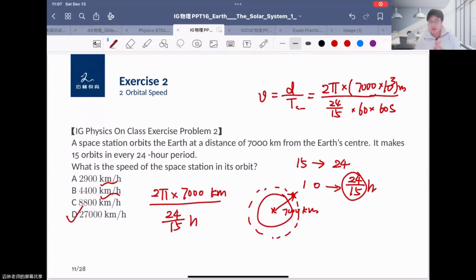That is all for today's lesson. I guess orbital speed is not very difficult for you. So you have to remember the perimeter of the circle, 2 pi r. And also you have to calculate the time taken. For each question, you have to calculate the time taken for one orbit.